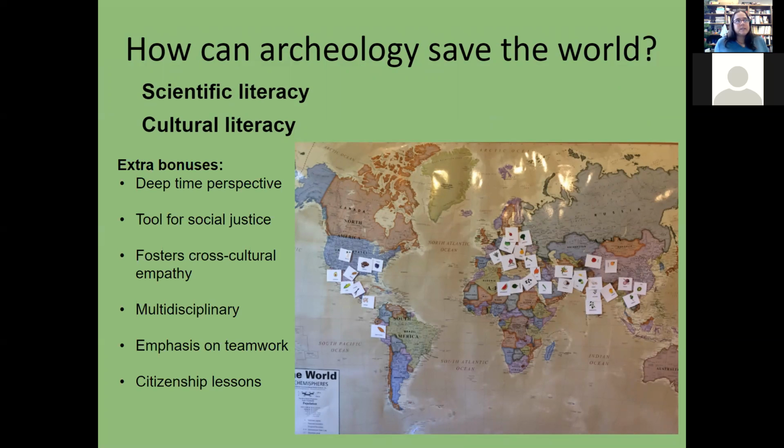Lots of extra bonuses for archaeology studies, which is deep time perspective. It gives you a much better perspective on the rest of the world and an understanding of how the earth got to this point. You can use it as a tool for social justice and for, again, fostering cultural empathy. Multidisciplinary study, because it brings in all of the STEM courses and the social studies and history, and also citizenship lessons and teamwork exercises. So all of these different things are part of what it is to study archaeology.